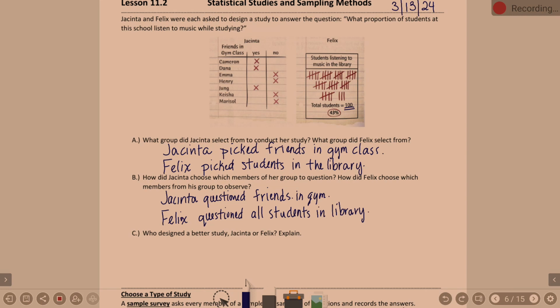Now, when you're ready, all of this leads up to part C. So part C, who designed a better study, Jacinta or Felix, and explain. Felix. Okay. Well, hear me out. It says he just asked students listening to music in the library. It's not said they're studying. In the question, listen to music while studying.